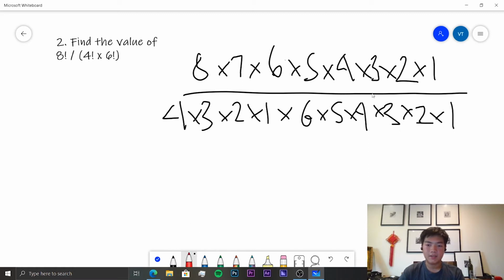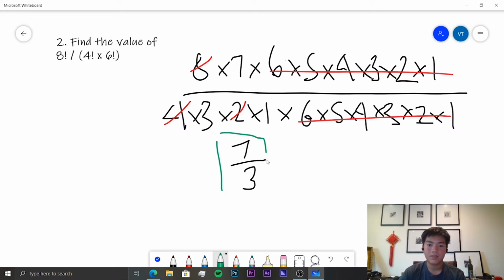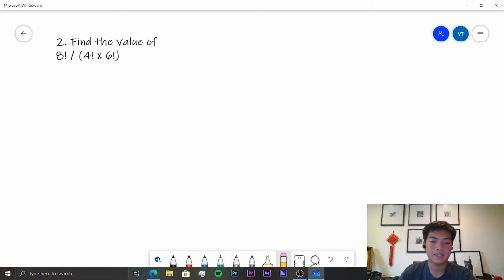So instantly we can cross out this section, and we're left with 8 times 7 over 4 times 3 times 2 times 1. We know that 4 times 2 is equal to 8, so we're left with 7 over 3 times 1, otherwise known as 7 over 3. So that is our answer. Okay, let's move on to the next question.